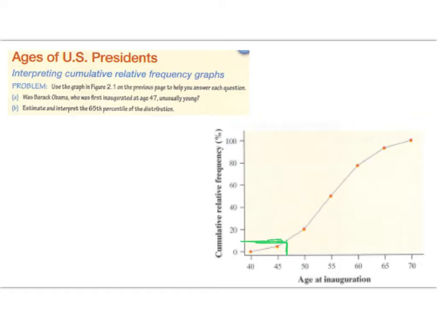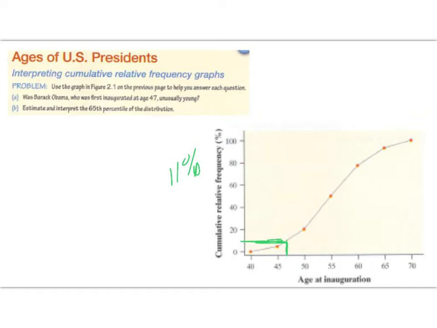Okay, officially it would be at 11% for the cumulative relative frequency. So let's think about what that 11% means. It means that 11% of presidents were younger than him when he was inaugurated at 47. So by the age of 47, only 11% of presidents had been inaugurated. 89% of presidents were older than that when they were inaugurated.